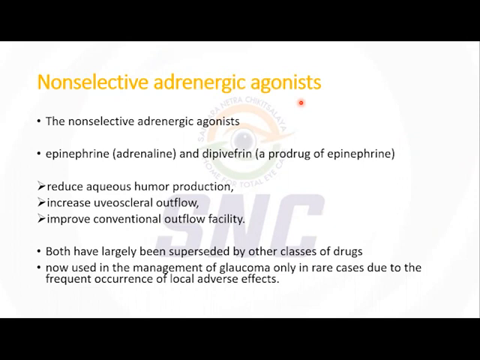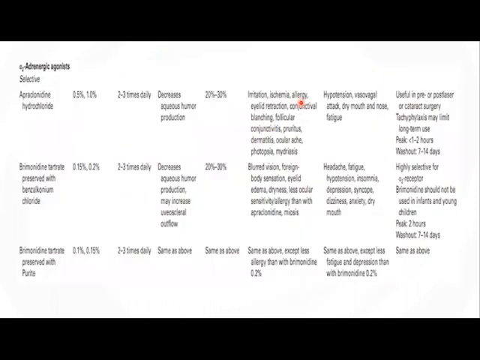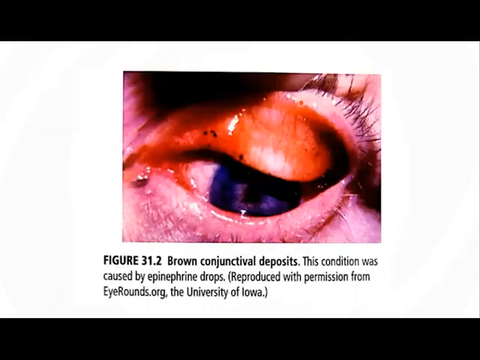due to the frequent occurrence of local adverse effects. This is a side effect of epinephrine: brown conjunctival deposits. This condition was caused by epinephrine drops. In this picture, you can see brown colored deposits caused by the epinephrine drops.